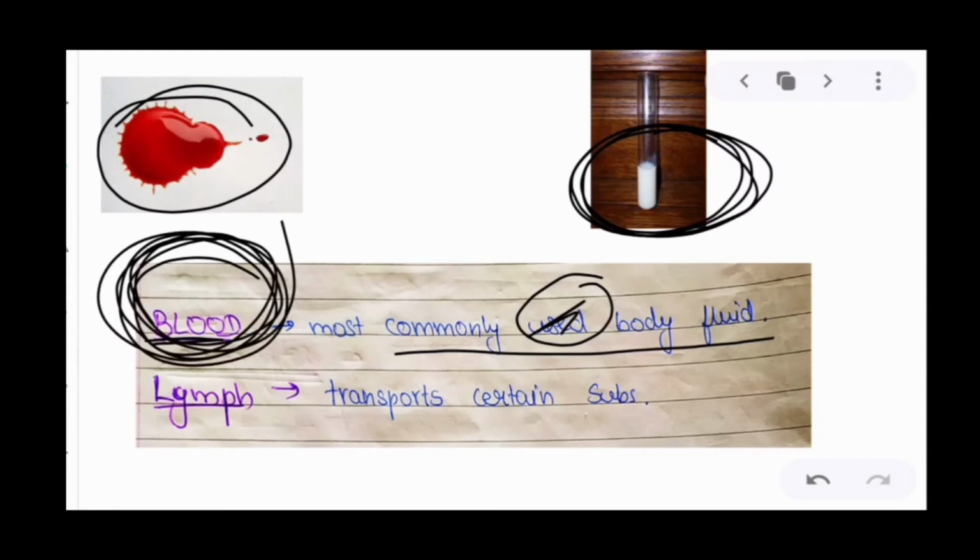And the lymph is a fluid that transports certain substances. In the upcoming videos we will learn more about it, but for now we can just see that the lymph transports certain substances. It is also called the tissue fluid, which transports from the lymph nodes to the capillaries.